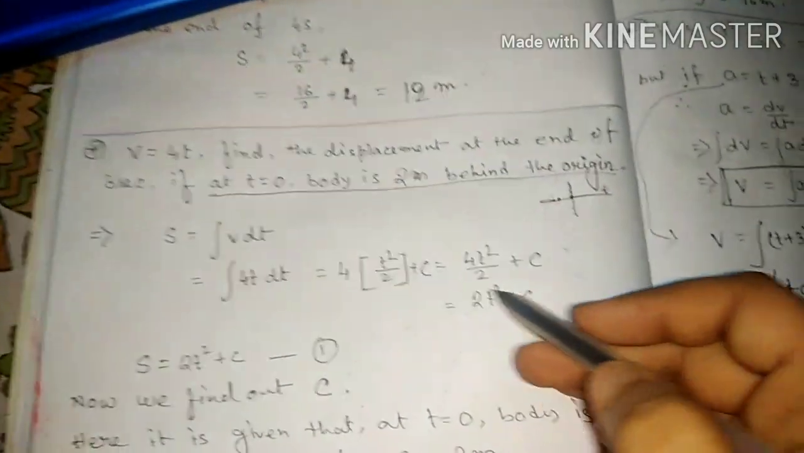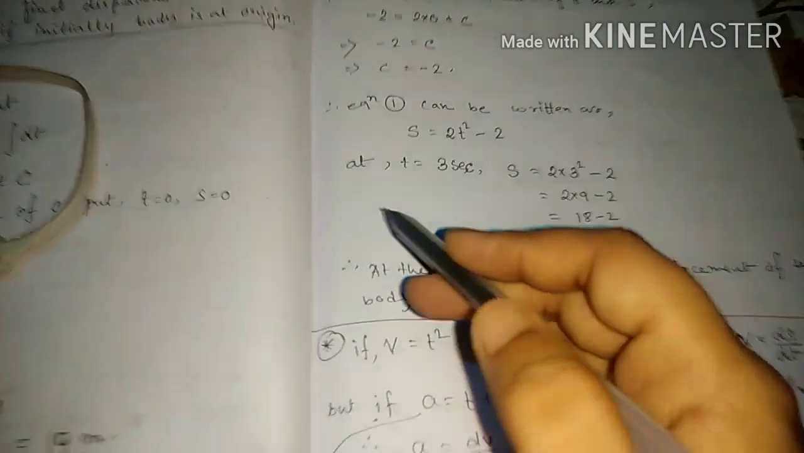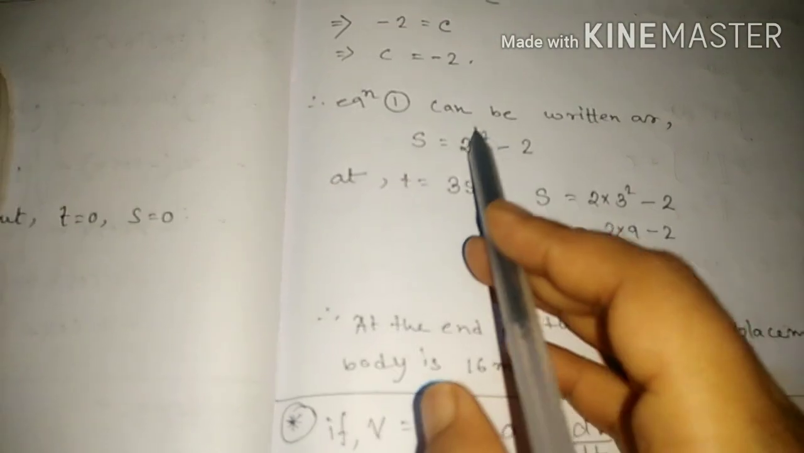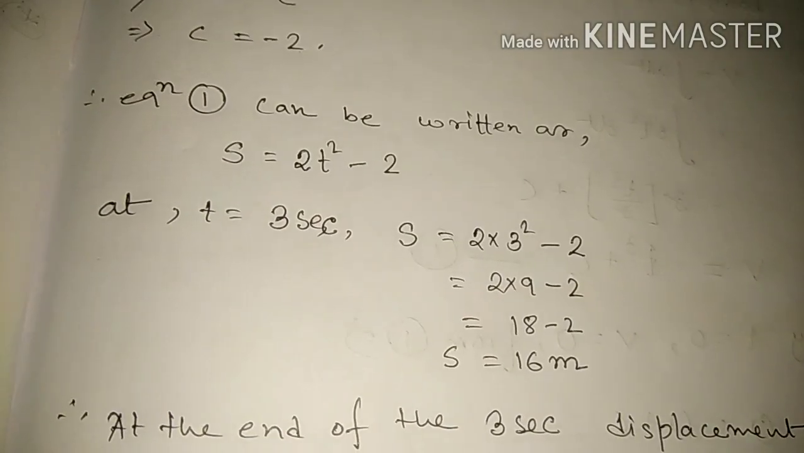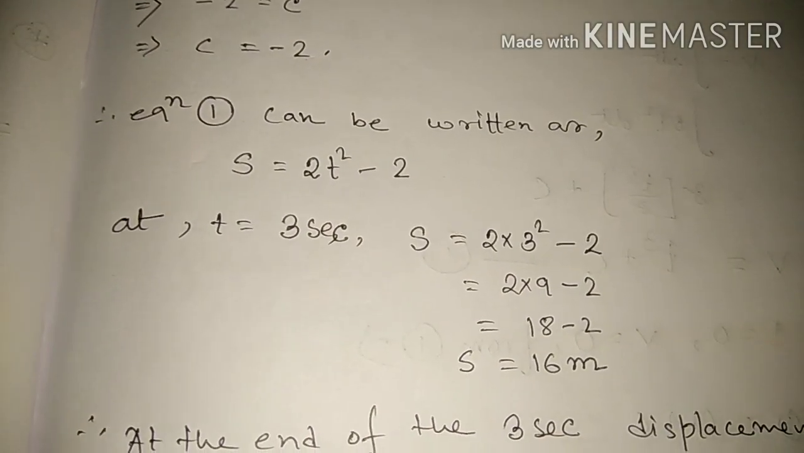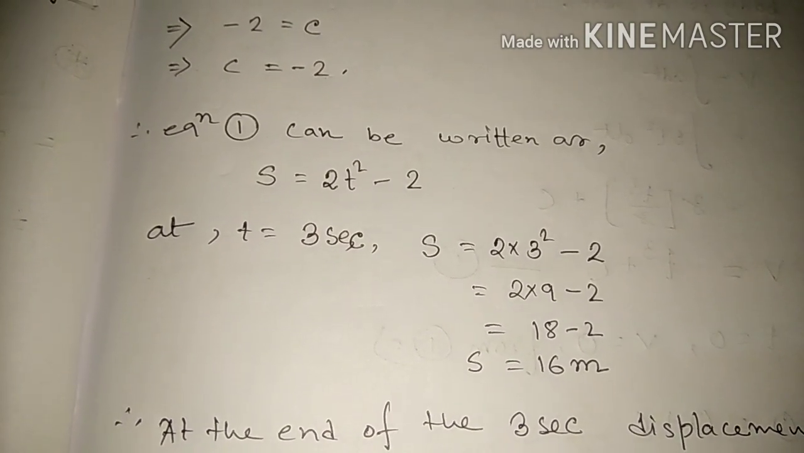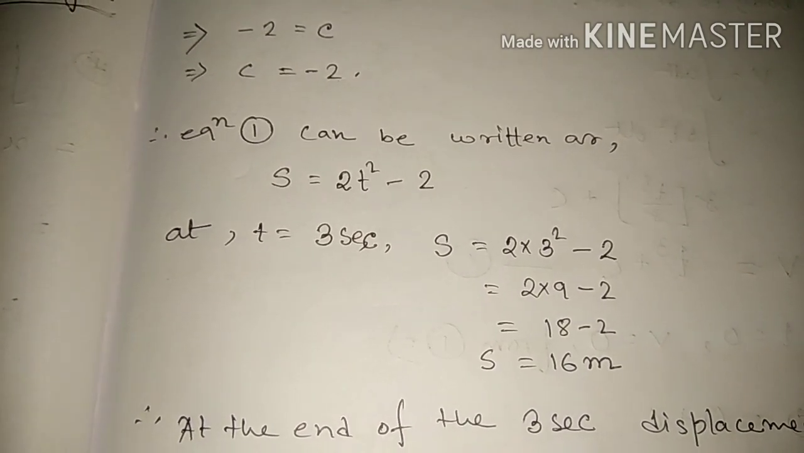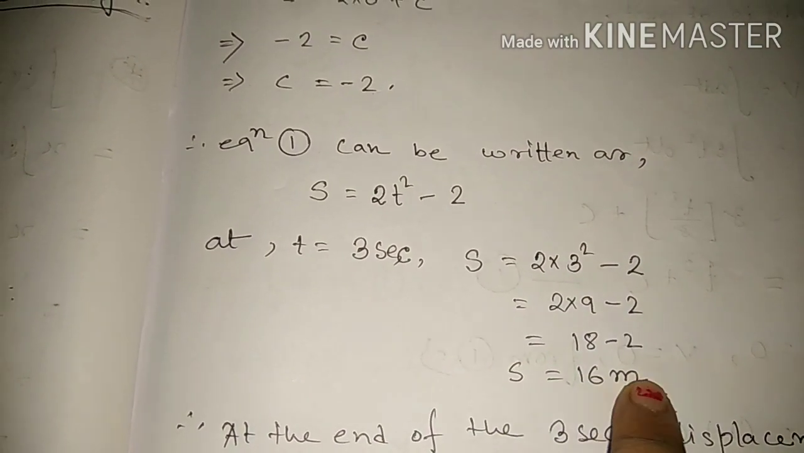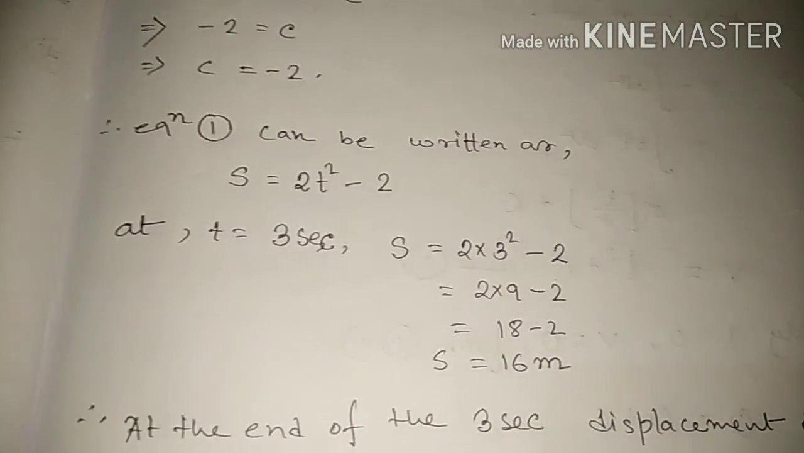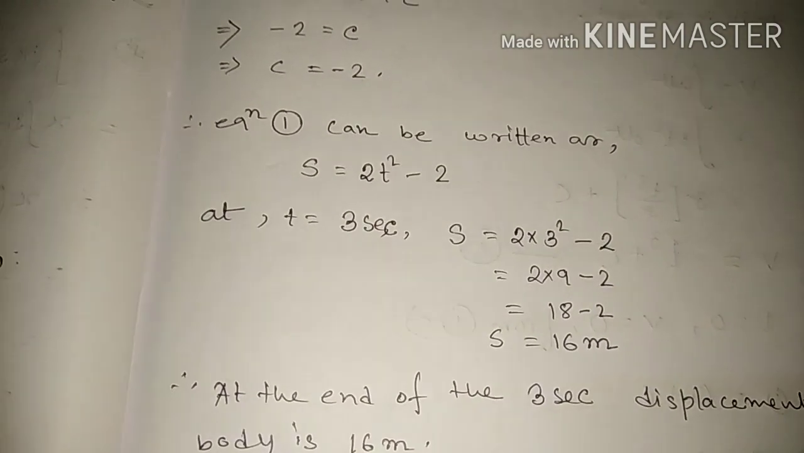So in equation number 1, we put the value of c. What will the equation be now? s equals 2t square minus 2, because the value of c is minus 2. Now we have no constant term, so we can easily find the displacement at the end of 3 seconds. In place of t, we put 3. So s equals 2 into 3 square minus 2, which equals 16 meters. So at the end of 3 seconds, the displacement of the body is 16 meters.